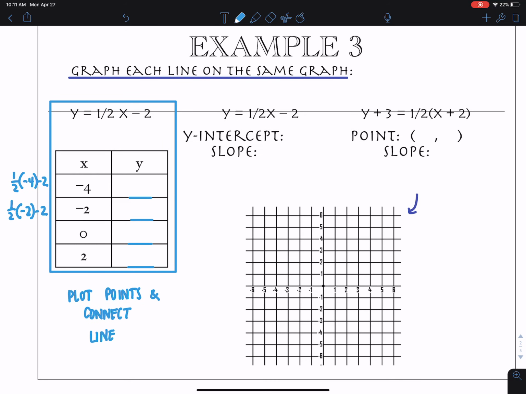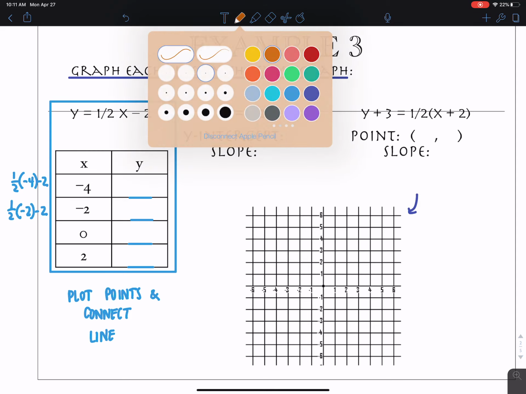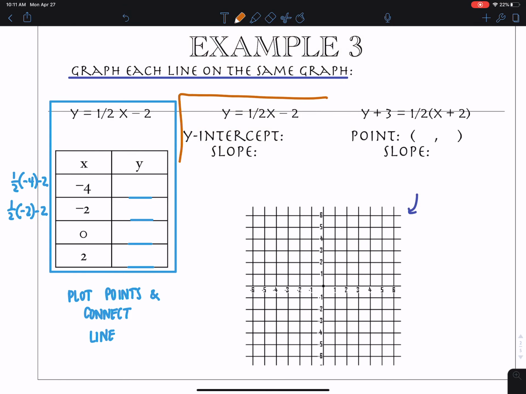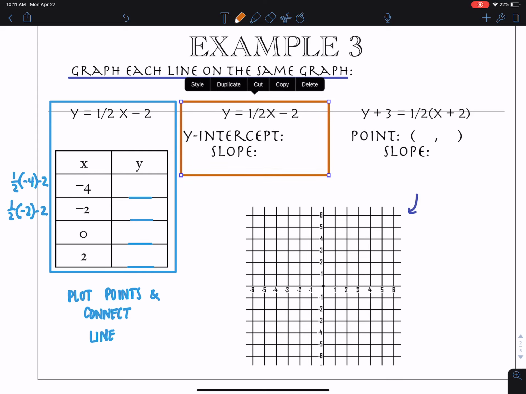So that was the first way we learned to graph lines. The next one, so this line is in slope-intercept form. We have y equals mx plus b. So you're going to figure out the y-intercept, and you're going to figure out the slope, and you're going to plot the y-intercept and then use the slope to graph more points on the graph.